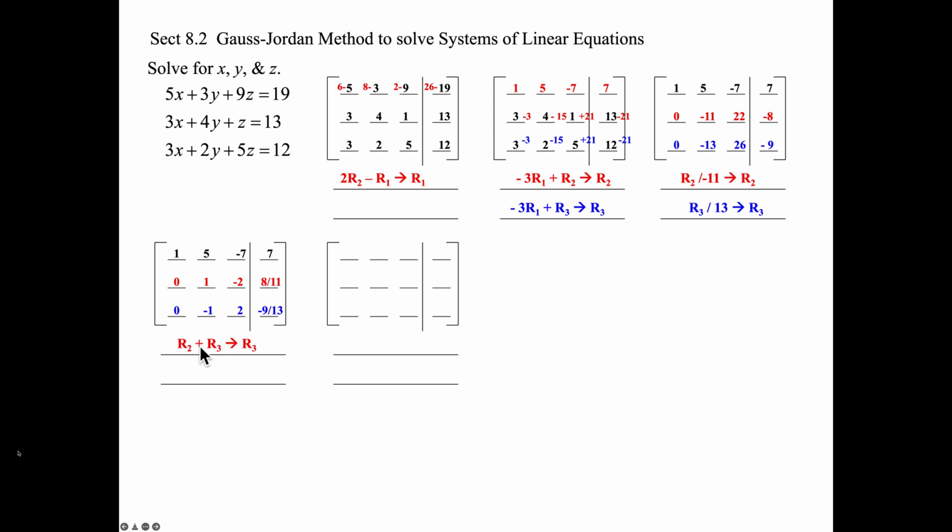So I'm just going to do row 2 plus row 3. I get 0, 0, 0, and I'll be honest with you, I went to my calculator and did 8 divided by 11 minus 9 divided by 13. Asked my answer to be a fraction. There it is. It's not a 0. That's all I need to show right there. That's no solution, and I'm done. Okay? And that wraps up part 2.